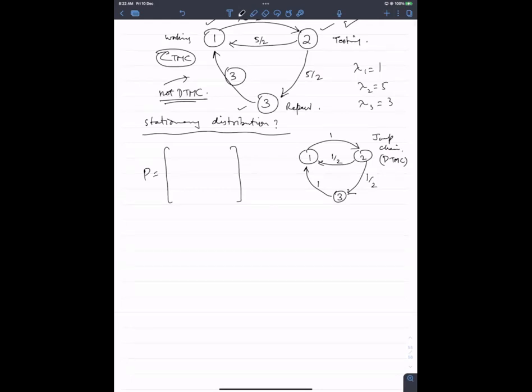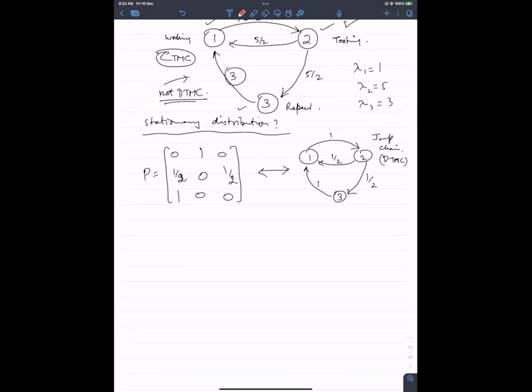इसकी probability transition matrix कैसे लिख सकते हैं? So 1 से 1 पे रहने की probability 0 है, 1 से 2 पे जाने की probability 1 है, 1 से 3 पे जाने की probability भी 0 है. 2 से 1 और 3 पे जा सकते हैं with probability 1 over 2. 2 से 2 पे stay करने की 0 है, and similarly 0, 0, 1. 3 से आप 1 पे सिर्फ जा सकते हैं with probability 1. This is the probability transition matrix. These two are equivalent. This is the probability transition matrix for the underlying DTMC, for the jump chain.